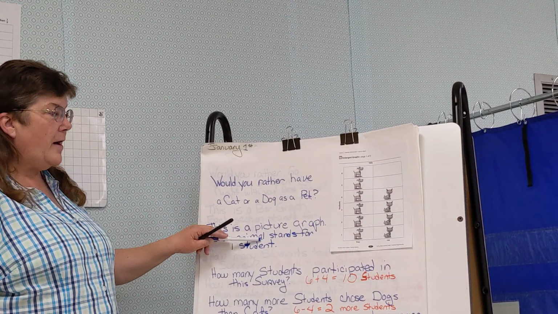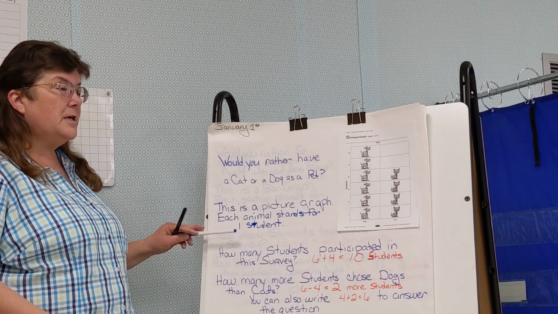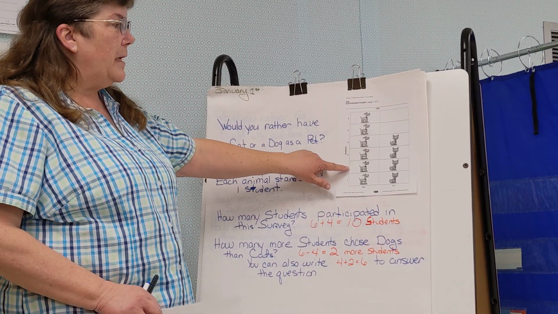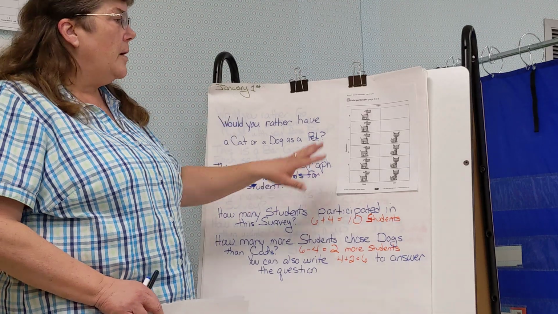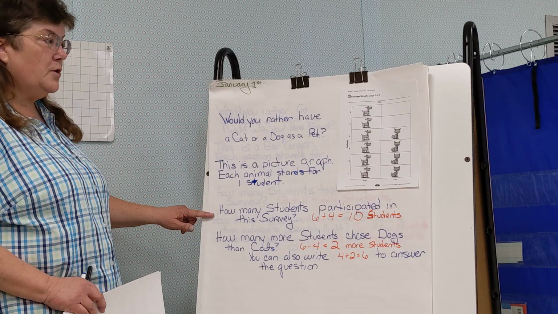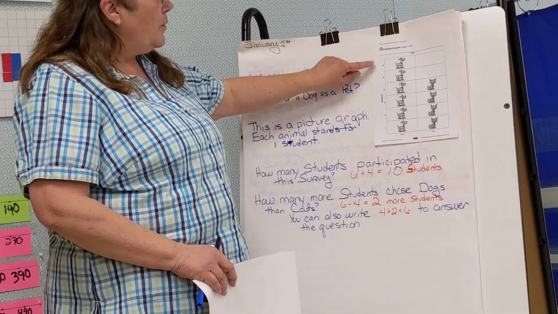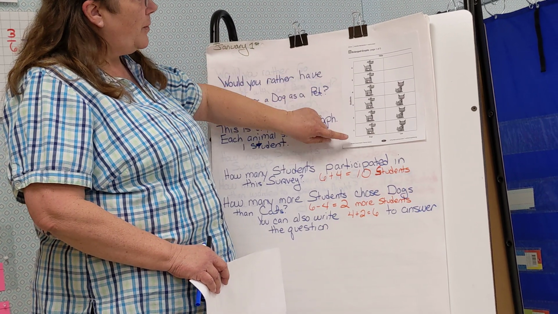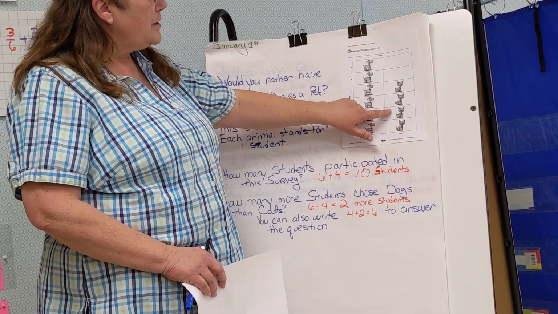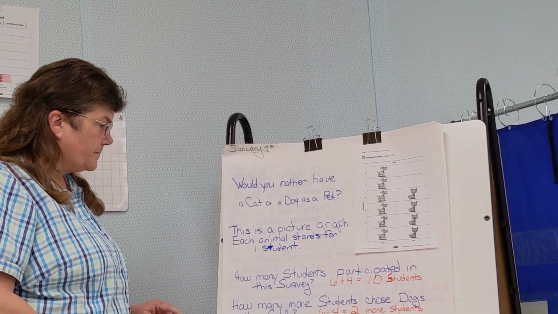This is a picture graph. We decided that is what it was. Each animal stands for 1 student. Later on in the month, we're going to get into how graphs can mean, each box can mean more than 1, but we'll get into that later. So right now, each animal means 1. How many students participated in our survey? The way we can tell is when we count the dogs, it says 6 up here. So 1, 2, 3, 4, 5, 6. So there were 6 dogs, 1, 2, 3, 4 cats. So 10 students took this survey.